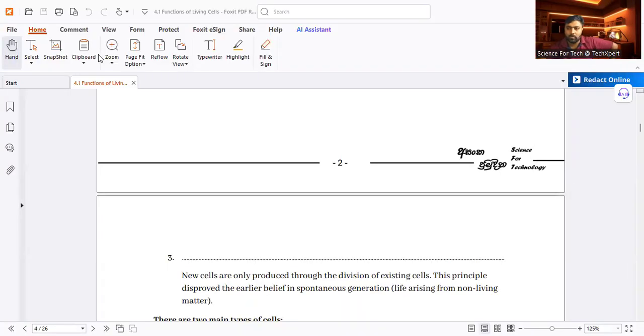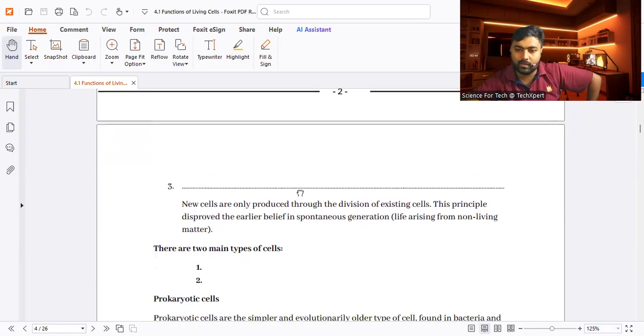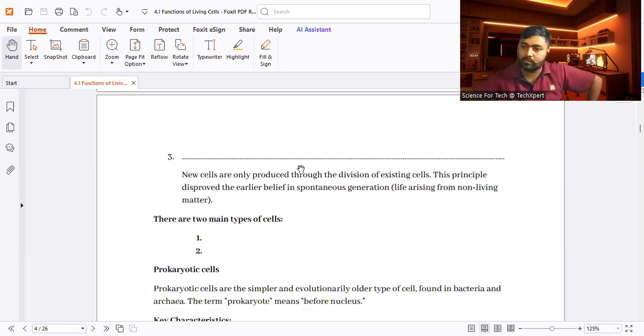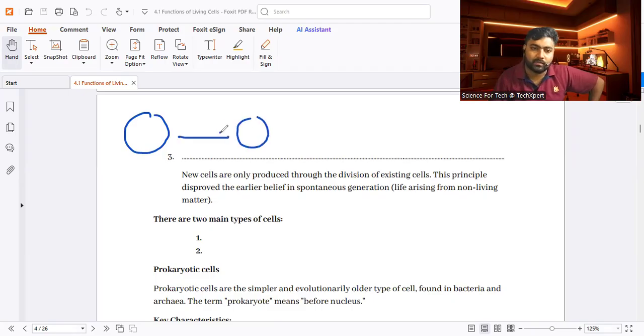All the cells are formed from pre-existing cells, or existing cells. That process is known as cell division.